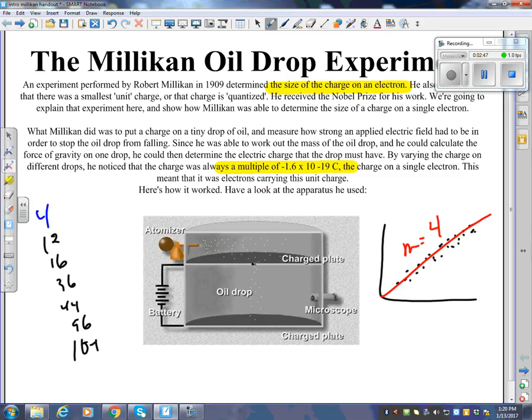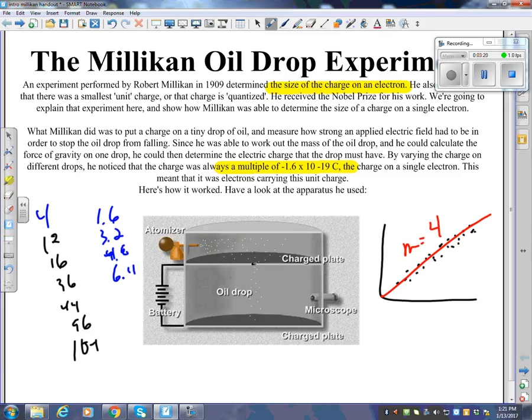But his number wasn't 4. His number was minus 1.6 times 10 to the minus 19. So he would get things like 1.6 times 10 to the minus 19, and 3.2 times 10 to the minus 19, and 4.8 times 10 to the minus 19, and 6.4 times 10 to the minus 19, and so on. Right? And now imagine he didn't have a computer, because this was 1909, right? He didn't have a computer to use Excel and find trend lines. He would have been doing this by hand.